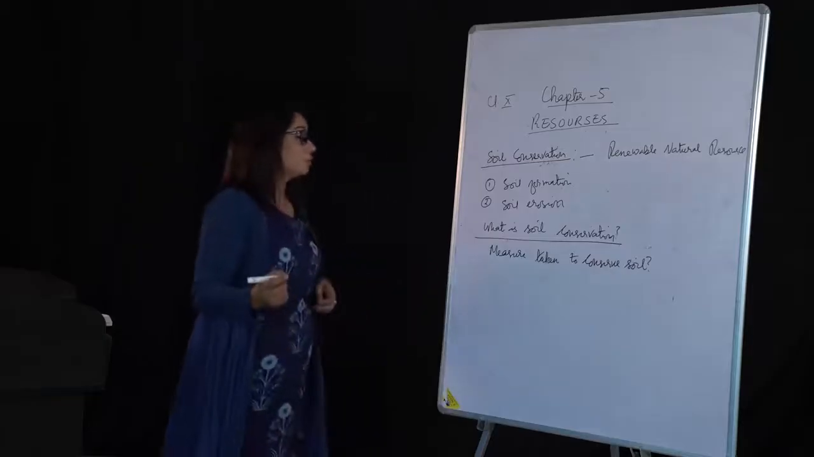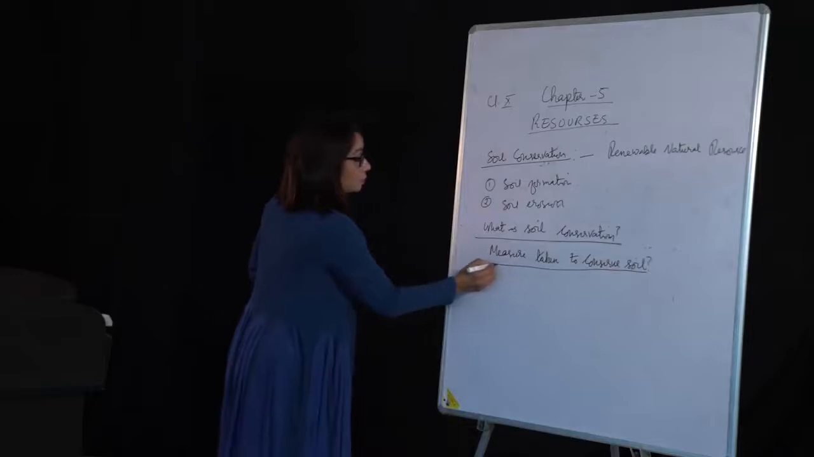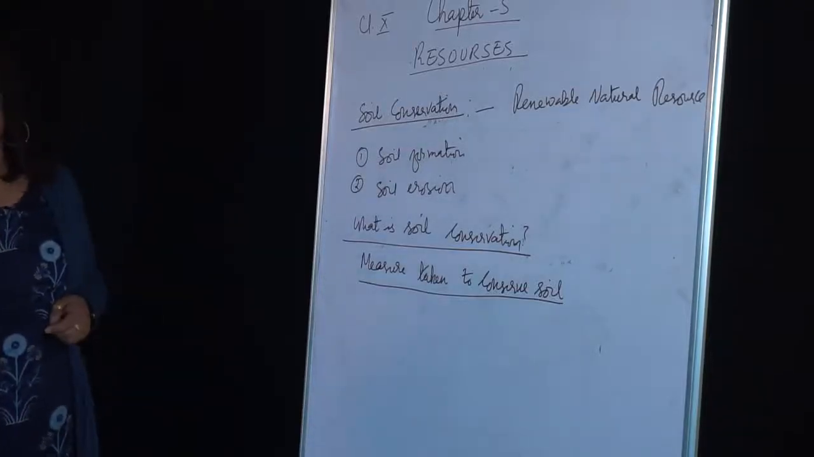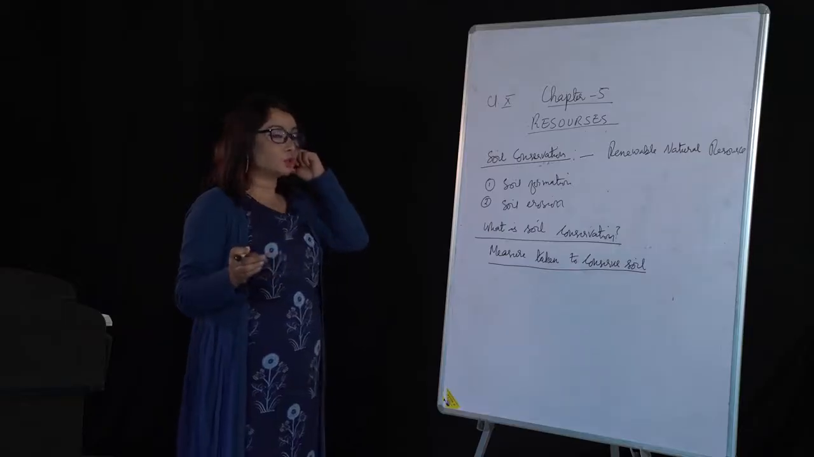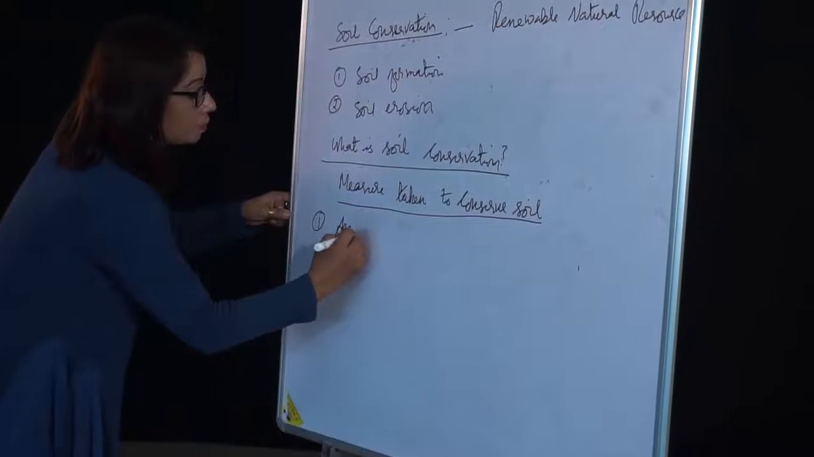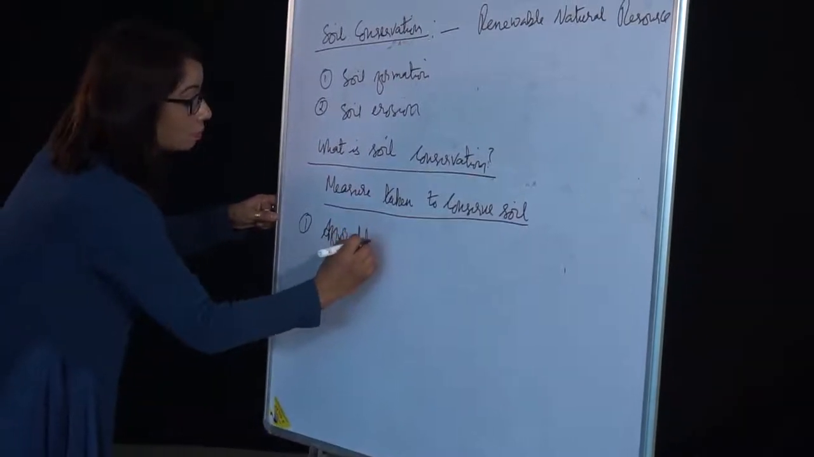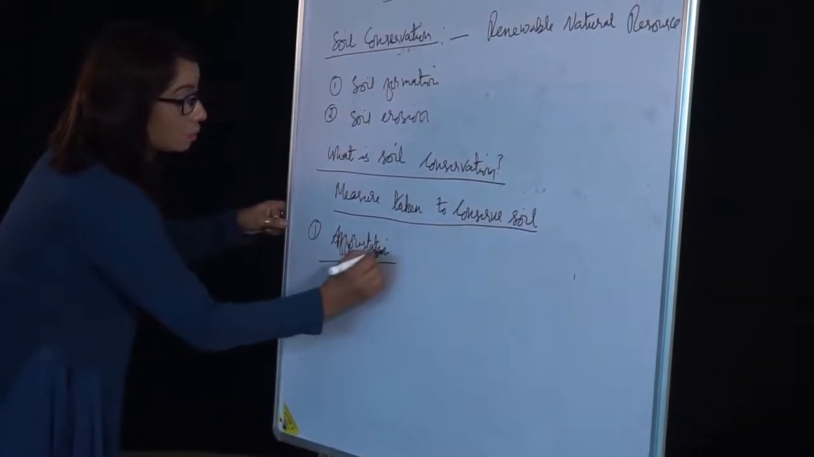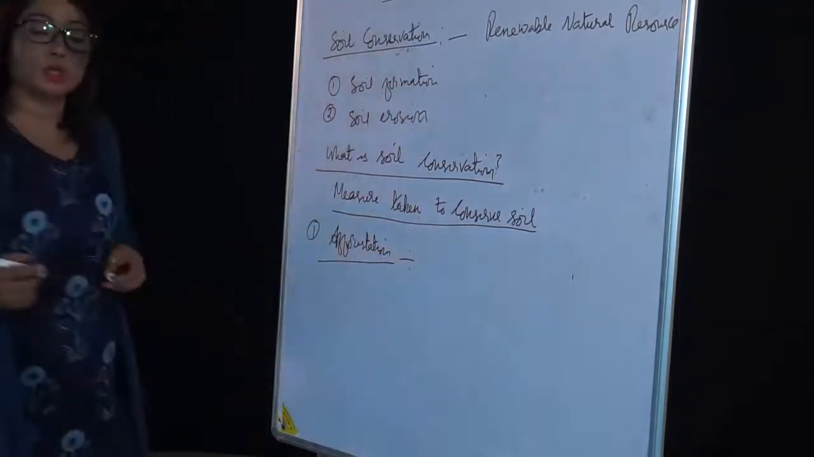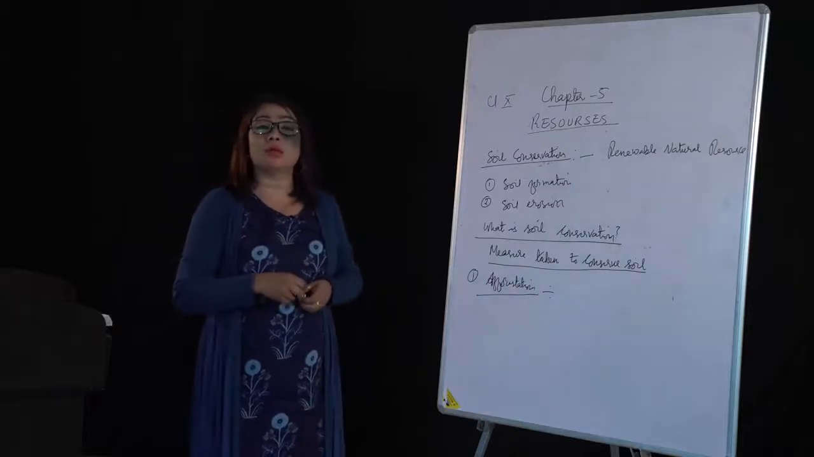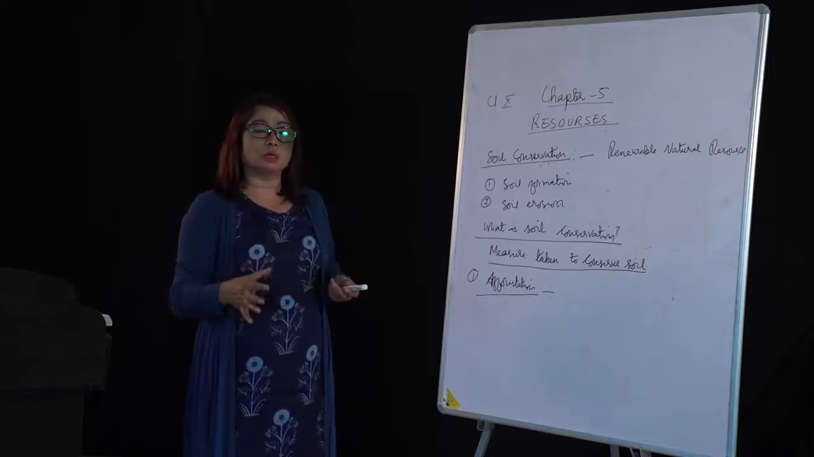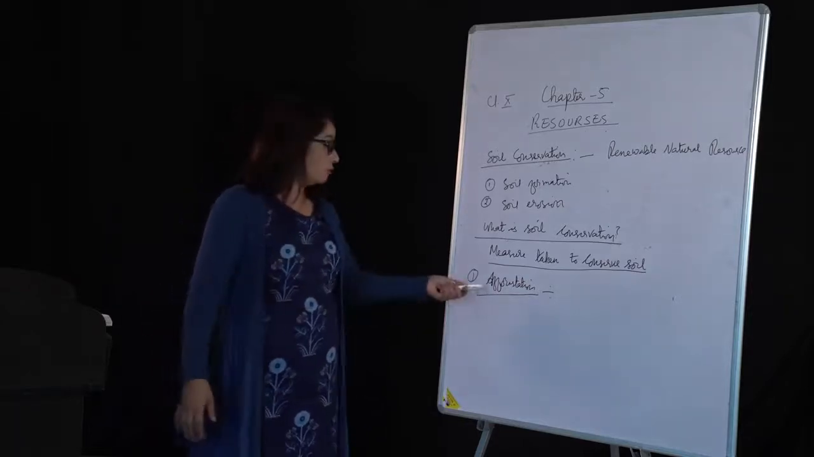Measures taken to conserve soil. Which are those measures which are taken or which can be taken to conserve soil? Number one is afforestation. What is afforestation? Afforestation means protecting the land areas that are under forest or trees. Protecting the areas under trees is called afforestation.